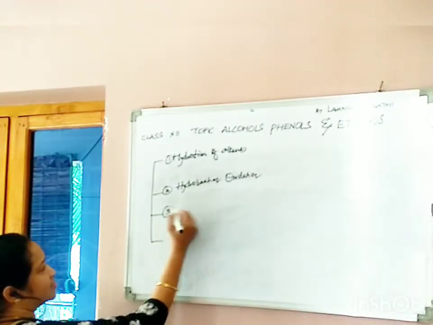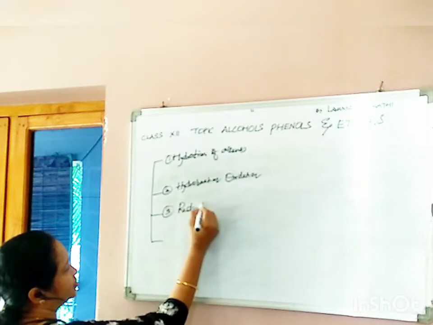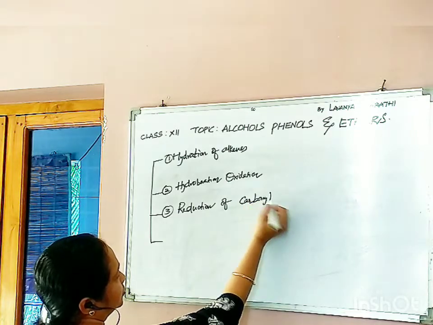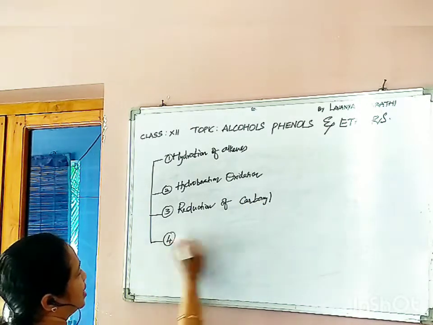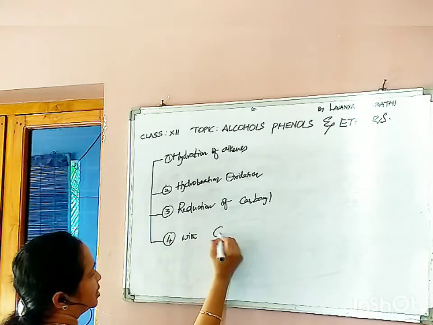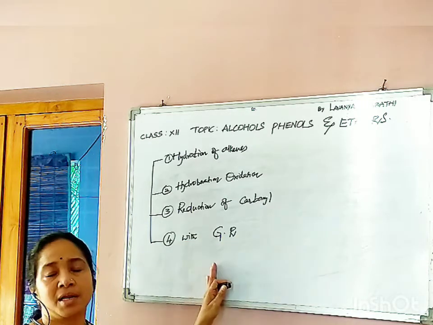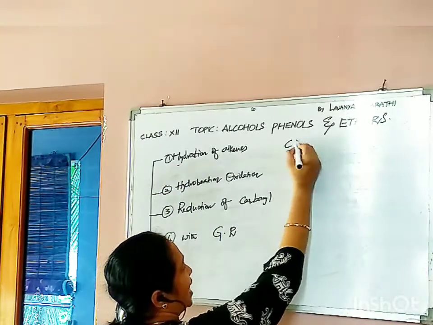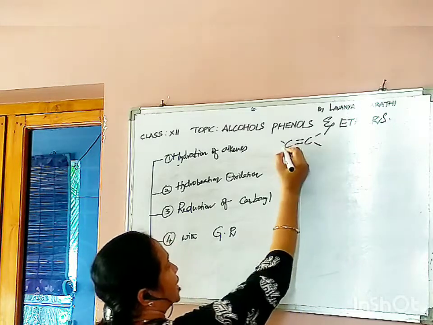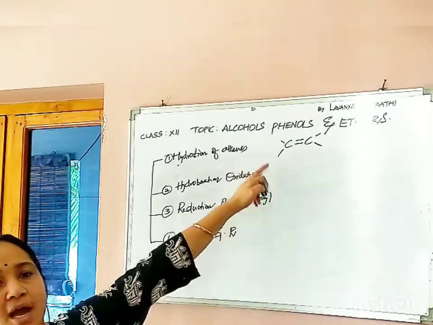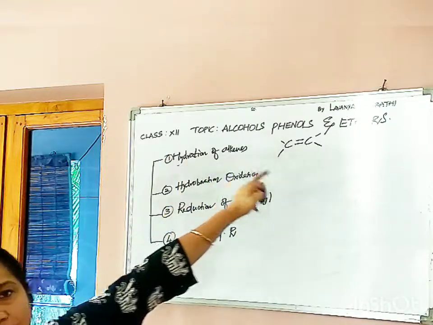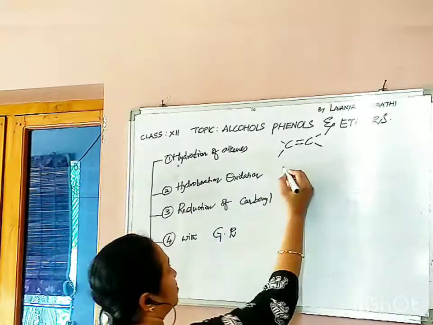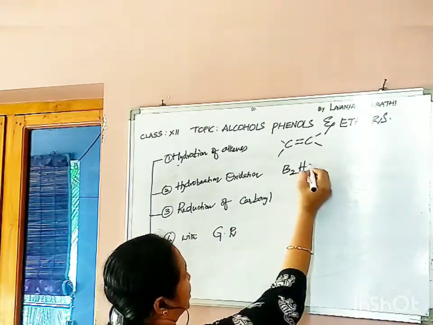The third technique is reduction of carbonyl compounds. And the fourth one is with Grignard reagents. Grignard reagents are organometallic halides. Coming to the first one, alkenes are unsaturated hydrocarbons with a double bond, and they undergo hydration, addition of water in the presence of any mineral acid. Then hydroboration oxidation, where the raw material is B2H6, that is diborane.